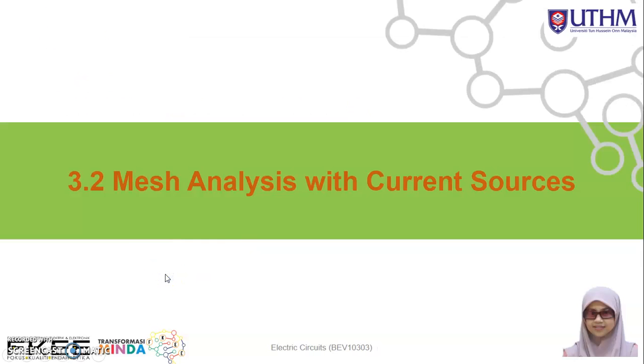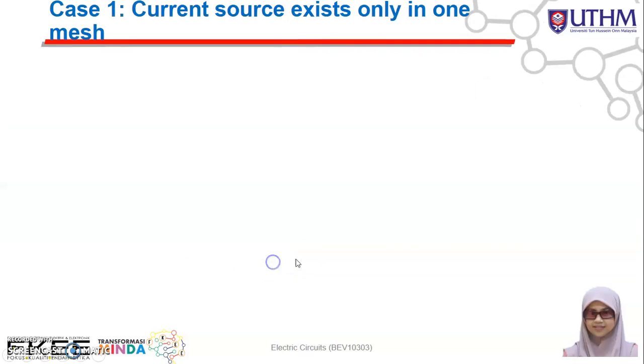So for today's topic, mesh analysis with current source, when you have a current source, the analysis will be much easier compared to the normal mesh analysis, because the occurrence of the current source will help you to reduce the number of equations. We will see in detail how it happens. So we go to case number 1, where your current source exists only in one mesh.